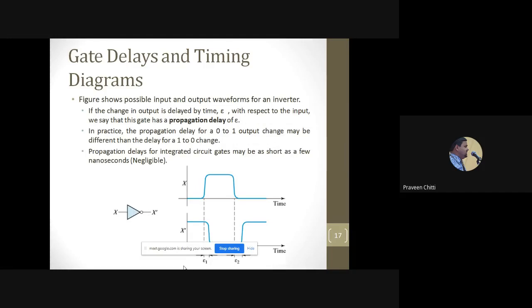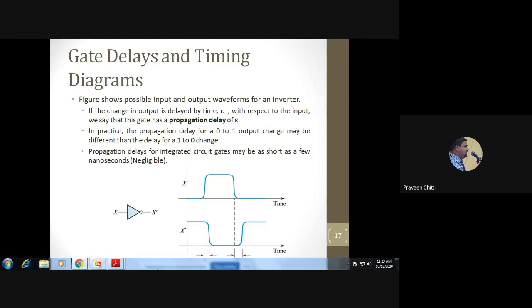So this concept of propagation delay will be clearer with this slide. What can you see in this slide? Which gate have I shown there? I have shown one simple gate there. And what is that gate? This is the NOT gate, or the inverter. Assume that this inverter has a small propagation delay of, say, epsilon. Epsilon is the propagation delay of this particular gate.